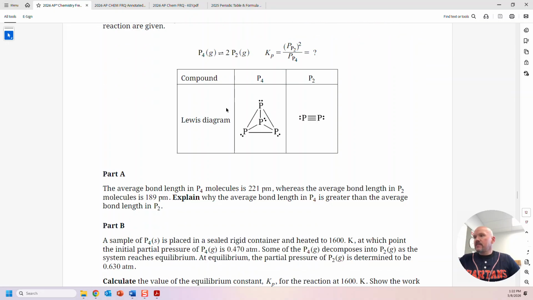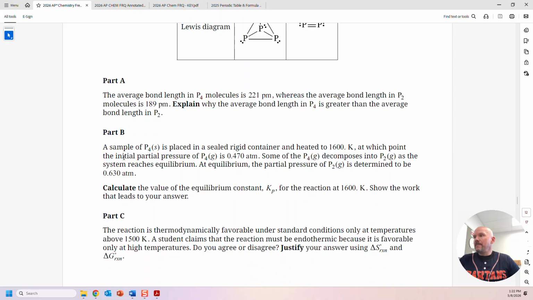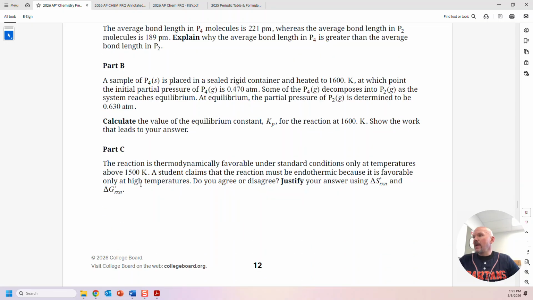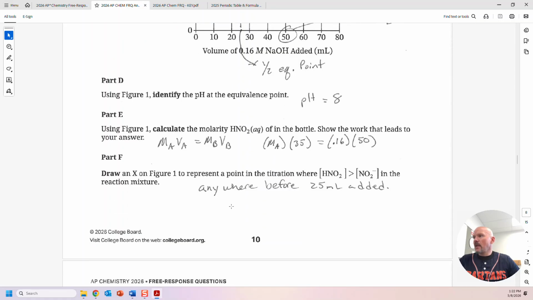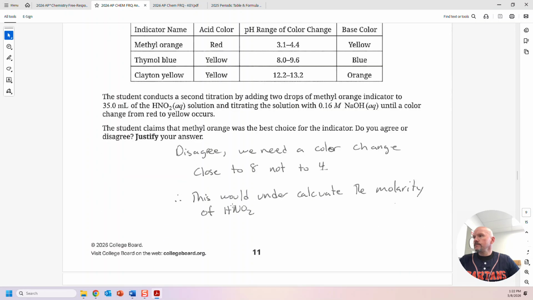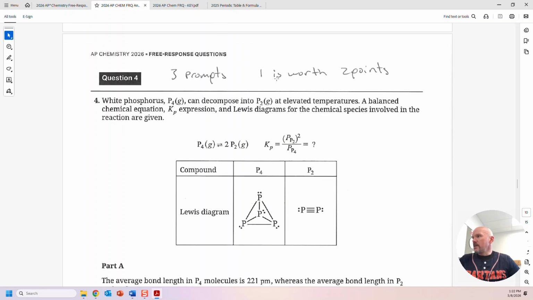Let's look at the prompts. We got A, we got B, and we got C. So we got 3 prompts. That means one of them is going to be worth 2 points.